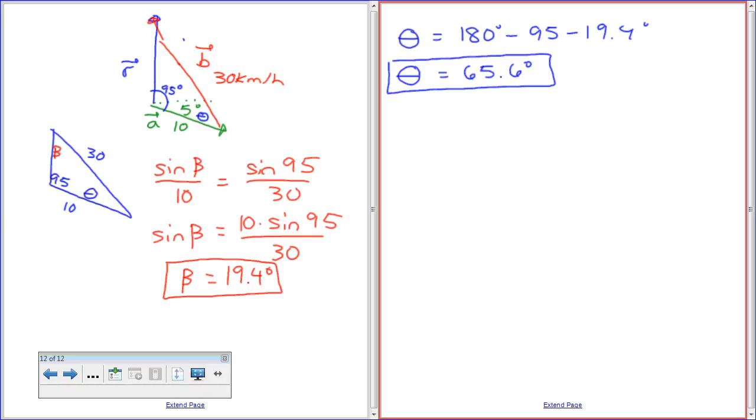Are we done this question? We are very, very close, but not yet. We don't quite have her heading. What do we have instead of her heading? What angle did we just find? The angle between what and what? Yeah, between her and the avalanche. That's all we found. So remember, we have to find between north, south, east, west.